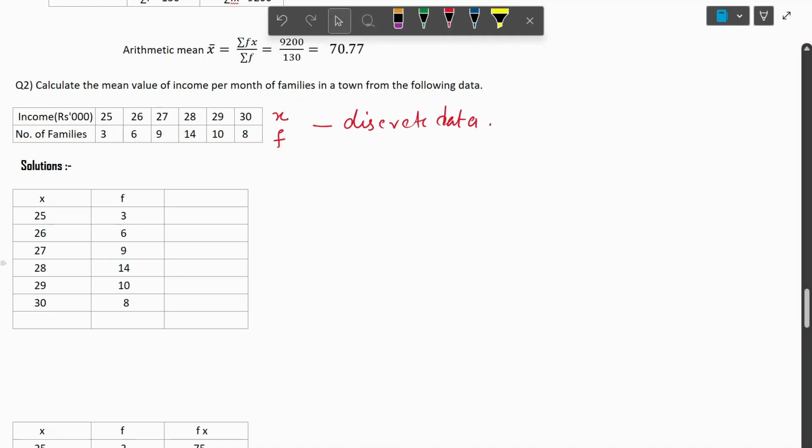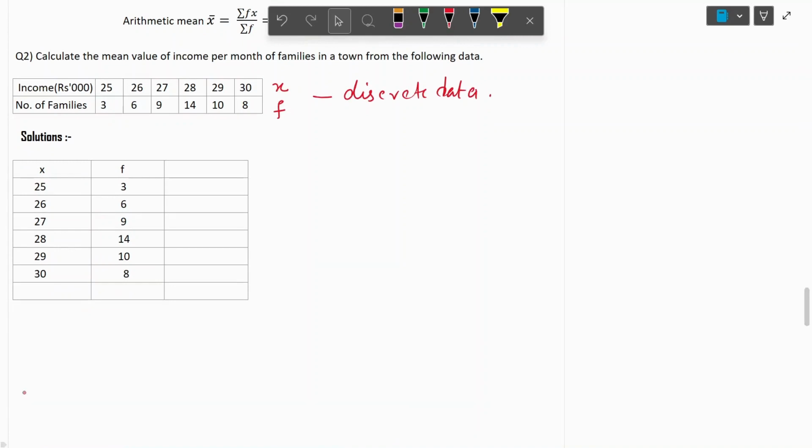Okay. Same steps. What we are going to do? First, we are going to create the table. In that table, there are 3 columns. First column is X, second column is F. Instead of writing income, you can write directly X and F. F means number of families and X means here income, that is in 1000. Okay. Here 25, 26, 27, 28, 29, 30 and the F values are written. Now what is the next column? Third column we need to create as F into X.